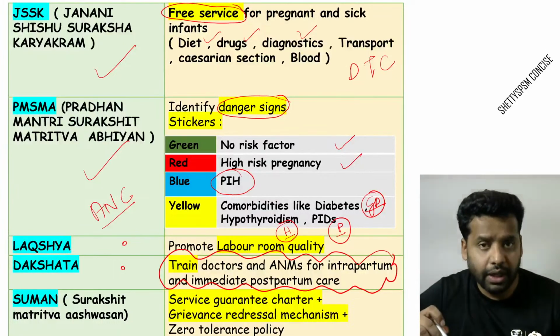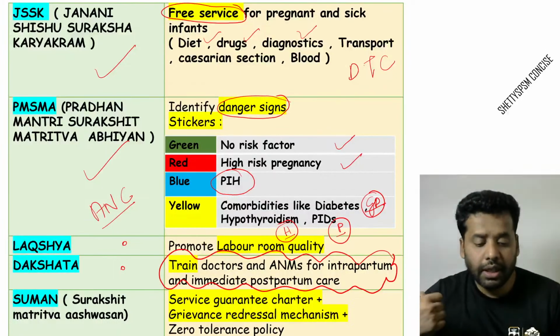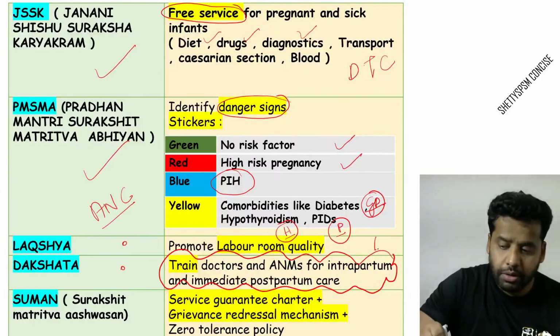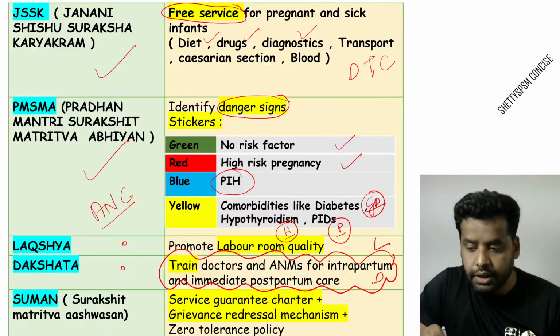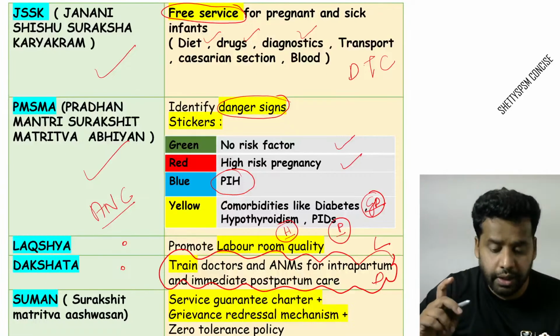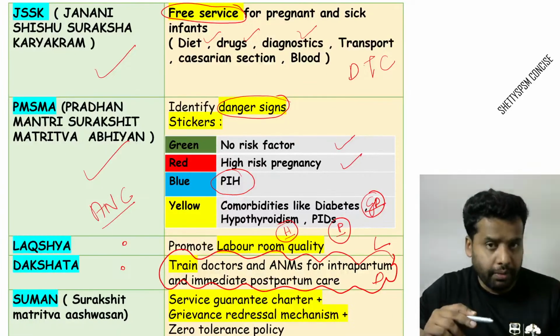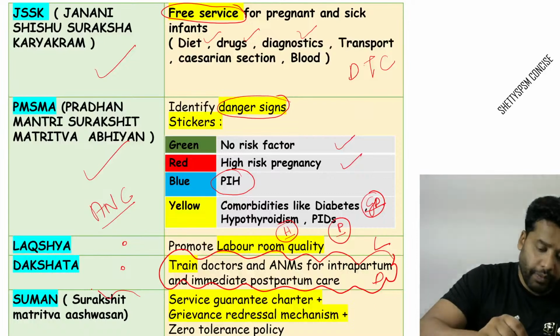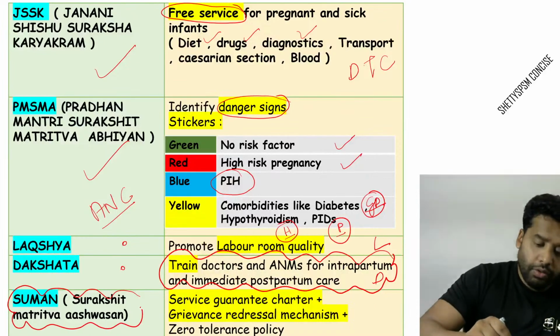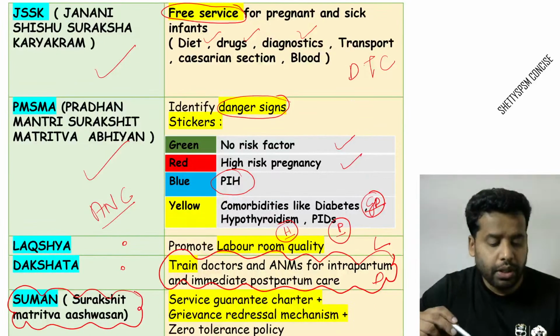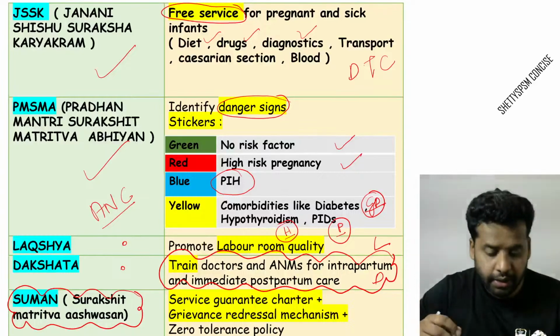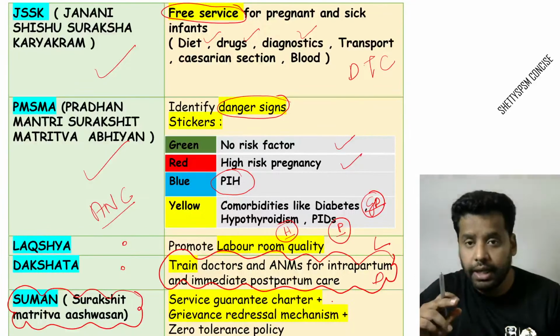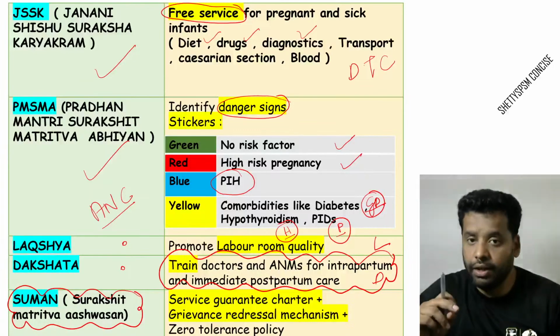How to reduce mortality? If the question comes: L for Lakshya, L for labor room quality. D for Dakshata, D for delivery practices. Then the Suman scheme. See the full form now: Surakshit Matritva Ashvasan, which means we have to guarantee the services that you have planned.